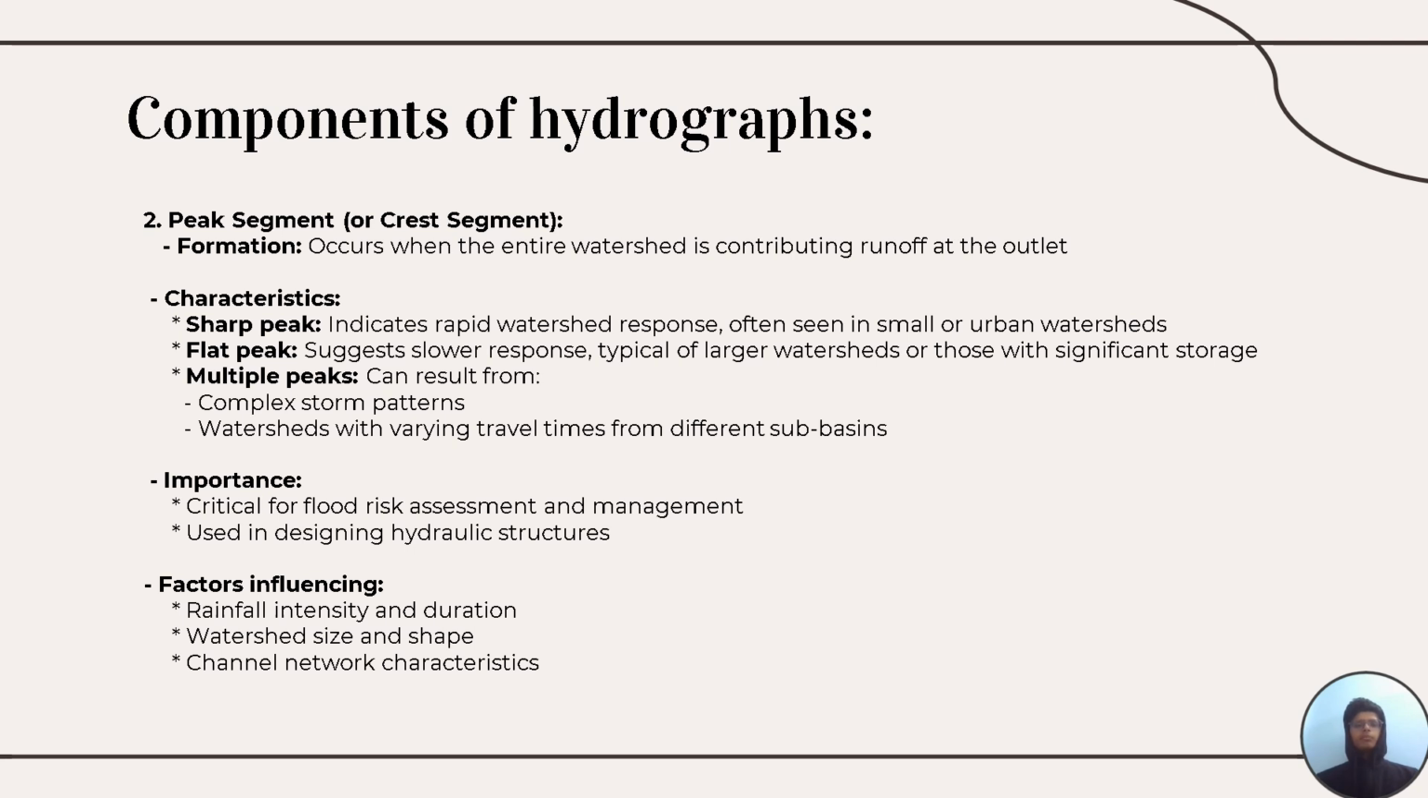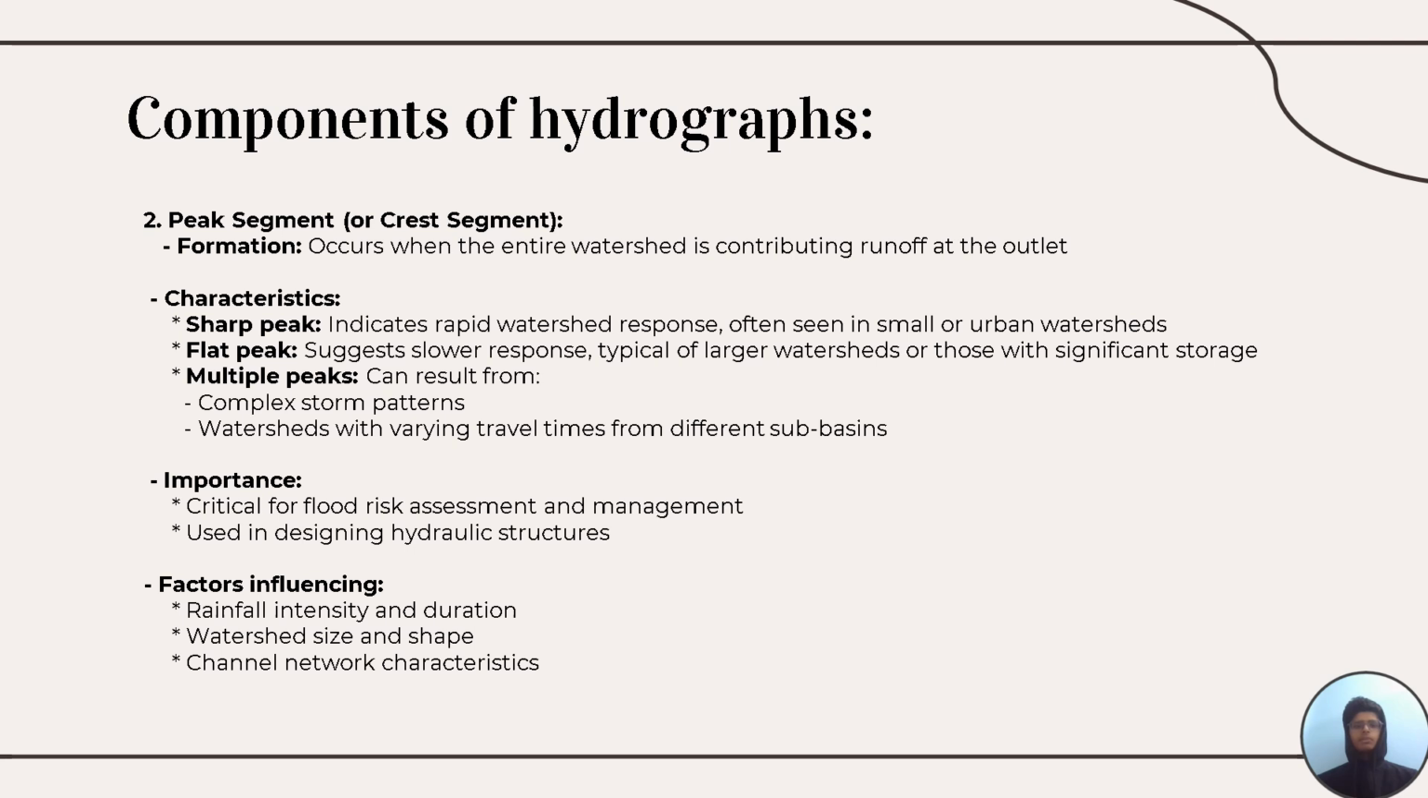Second, we have the peak segment. Formation occurs when the entire watershed is contributing runoff at the outlet. The characteristics are sharp peak, flat peak, and multiple peaks. A sharp peak indicates rapid watershed response, often seen in small or urban watersheds. A flat peak suggests slower response, typical of larger watersheds or those with significant storage.